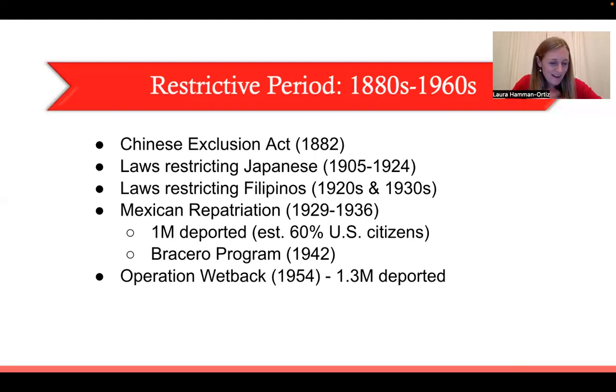But then again, these continued back and forth pulls of recruiting people to come. And then Operation Wetback was another operation of deporting Mexican immigrants back. And again, 1.3 million were deported, again, many of whom were US citizens as well.